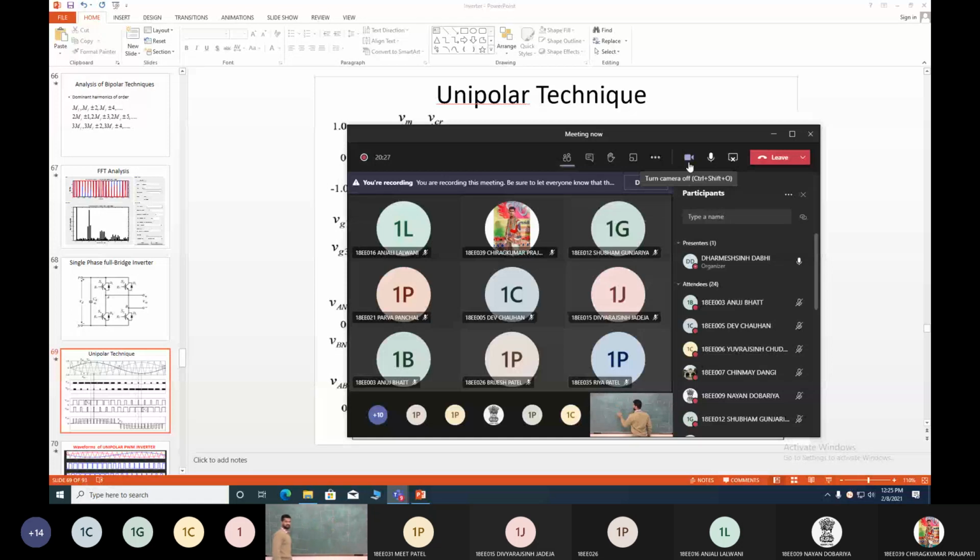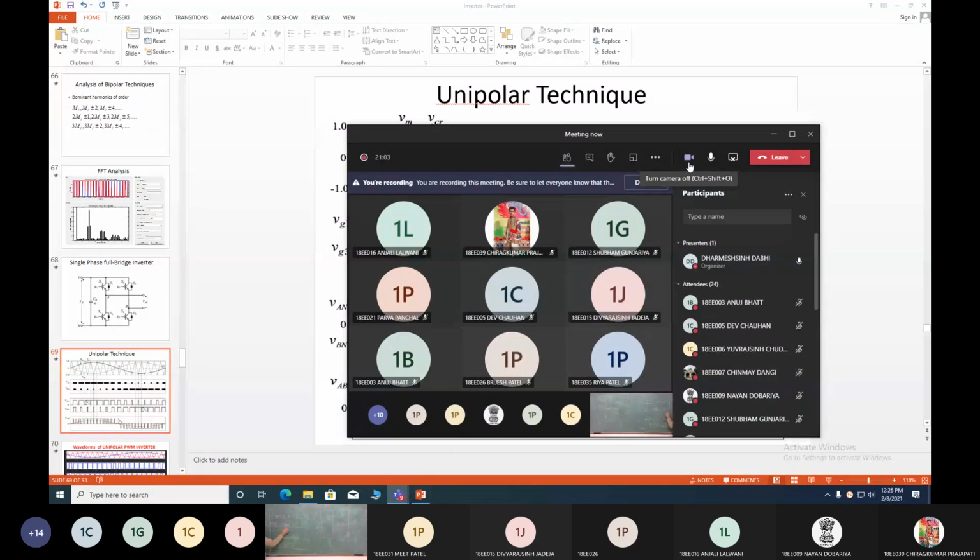Here, this first gate pulse VG1 is applied only to switch number S1. Suppose this is the gate pulse of VG1. By comparing the positive sine wave with the triangular wave, when the reference sine wave is greater than the triangular wave, at that time you get these gates. Exactly complementary to this VG1 is applied to S4. It means whenever VG1 is 0, at that time you apply the gate pulse VG4.